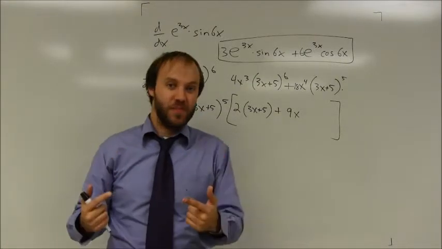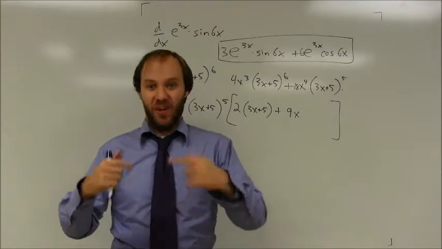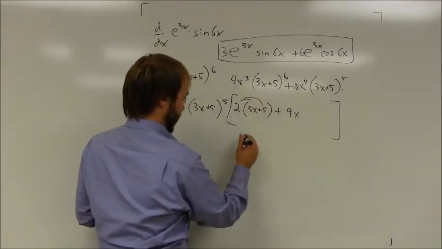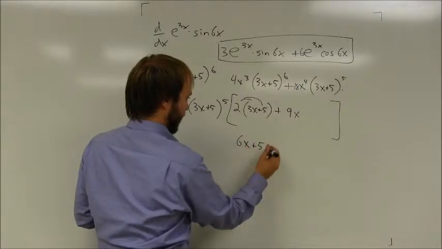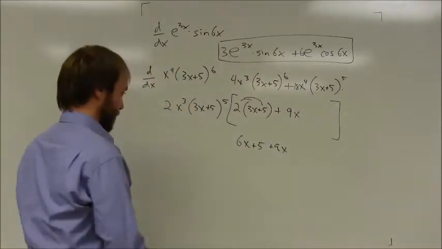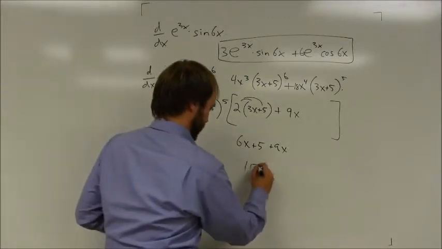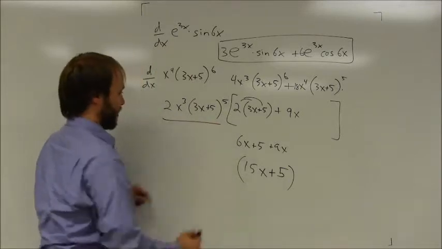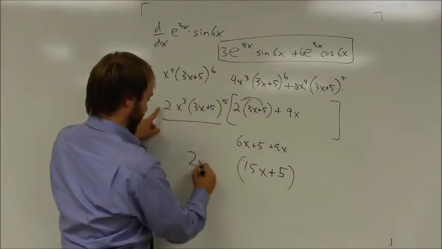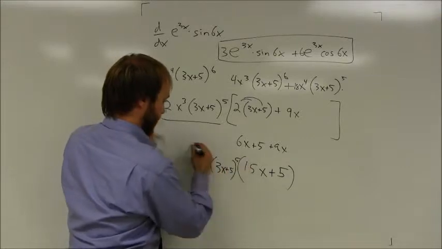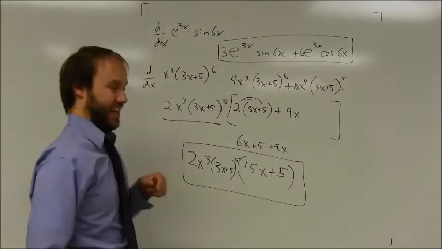Okay? If you're doing this in multiple choice on the AP exam, they're going to go a step further. Notice there's some things that simplify here. I can multiply that out. That's 6x plus 5 plus 9x. Of course, 9x plus 6 is going to end up being 15x plus 5, times all this stuff out in front. So I've got the 2x cubed times 3x plus 5 to the 5th. And that's my final answer, okay?